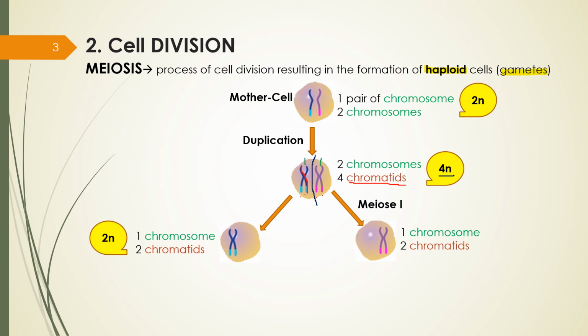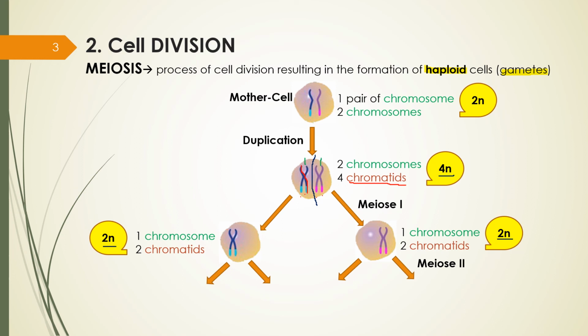If I reduce by half, I'm going to have 2n. So now I have 2 cells of 2n. After that is not finished, I need to perform the second meiosis. Okay, so I do meiosis 2. What happens in meiosis 2?